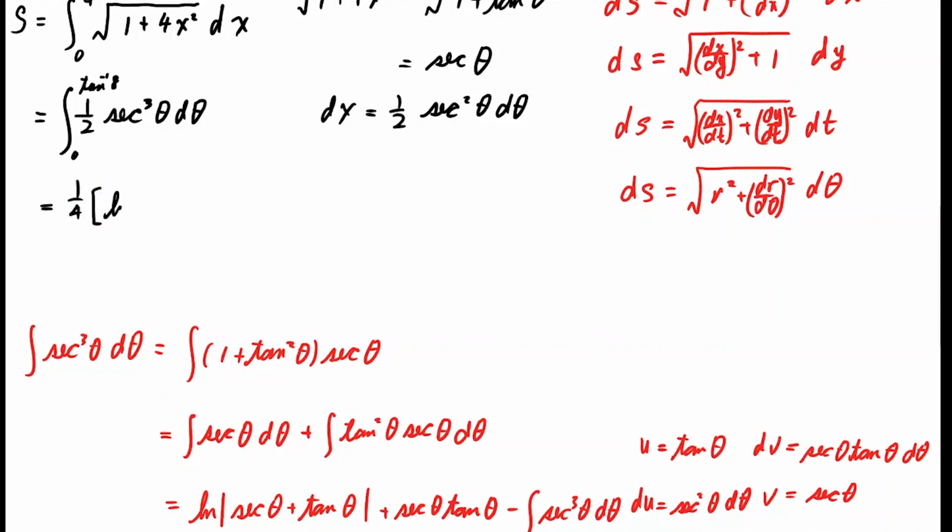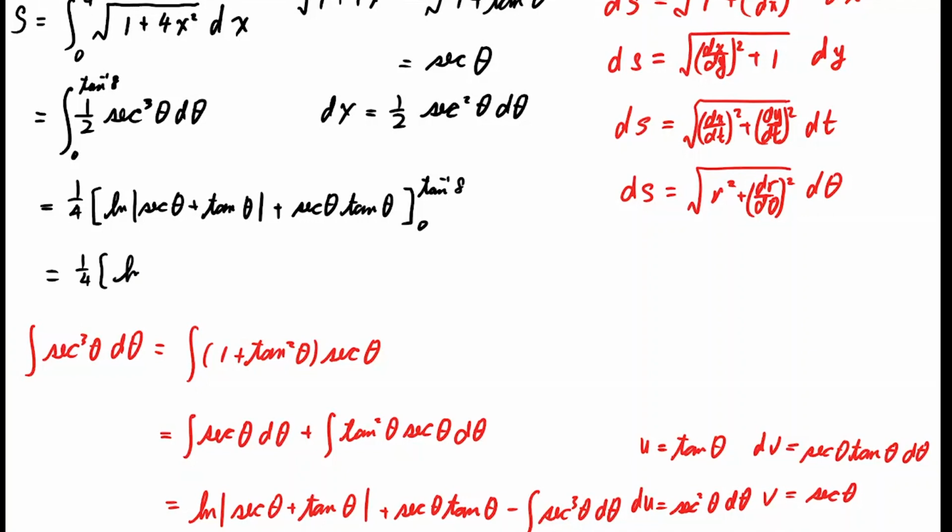And then we'll have ln secant theta plus secant theta plus secant theta tangent theta from 0 to inverse tangent of 8. Oh boy. Okay, 1/4 ln. Let's do 0 first.